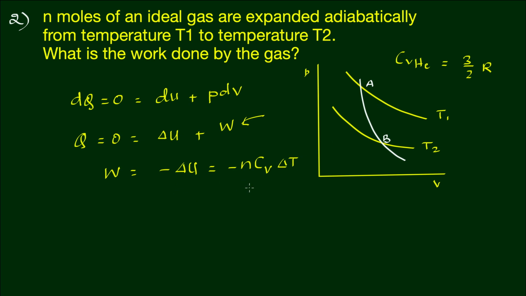So this is your answer, minus n Cv delta T, which for our problem becomes minus n Cv times T2 minus T1, the change in the temperature. But T2 is less than T1, so T2 minus T1 is negative, so I can get rid of the minus sign and write it as n Cv (T1 minus T2).